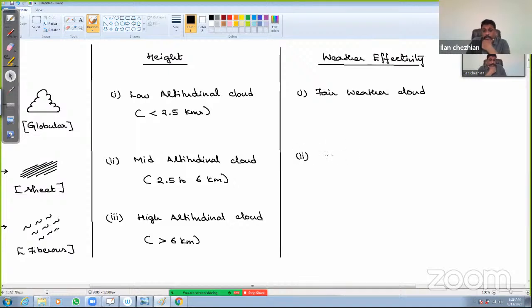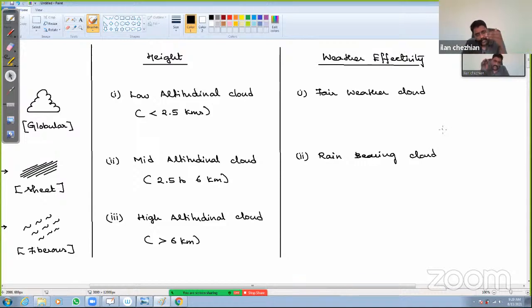Number two, you call them as what? Rain bearing cloud. So what is this rain bearing cloud, if you ask me? This cloud results in precipitation. Now you may ask me, do you mean to say that all clouds will not result in precipitation? Yes. All clouds will not result in precipitation.